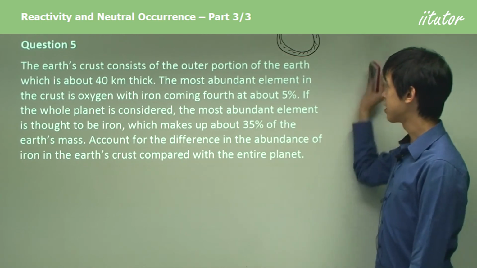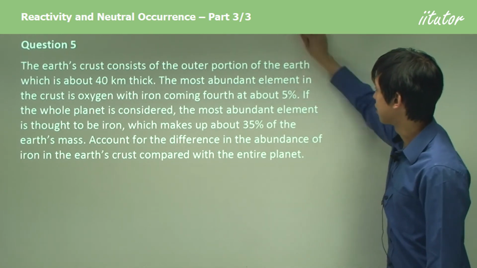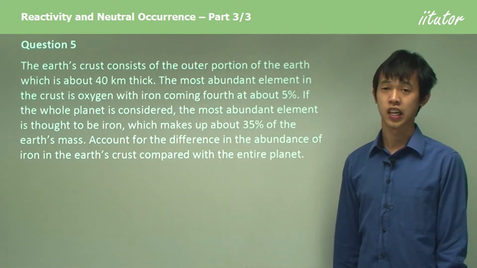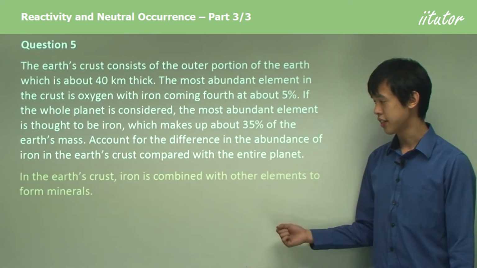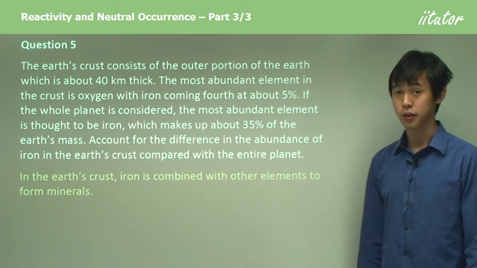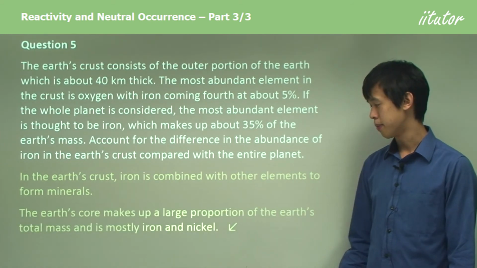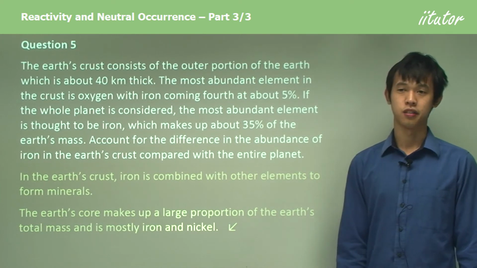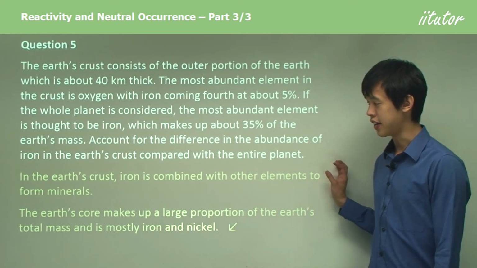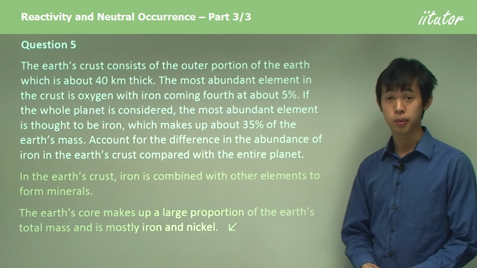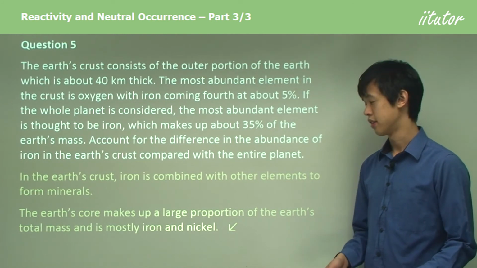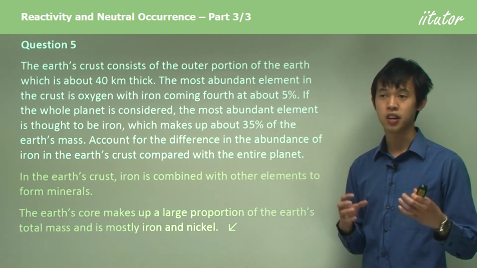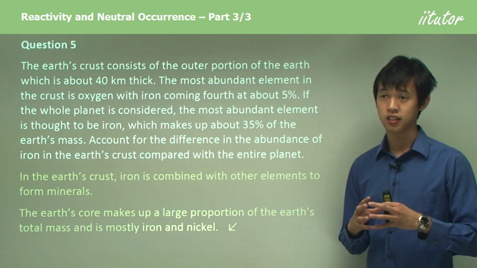Okay, so why is the iron so lacking in the crust, but we think it's so prevalent in the Earth as a whole? Well, in the Earth's crust, iron is combined with other elements to form minerals, okay? The Earth's core makes up a large proportion of the Earth's total mass and is mostly iron and nickel, okay? We find less iron in the crust because it's usually combined with other things, such as oxygen and other elements. However, the Earth's core is actually a large percentage of the Earth's mass.